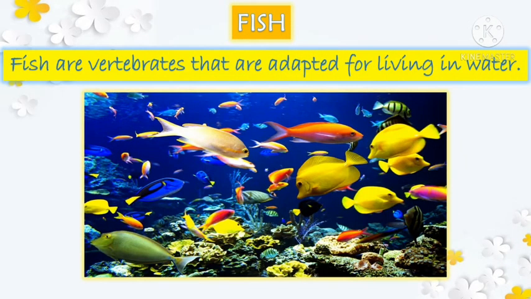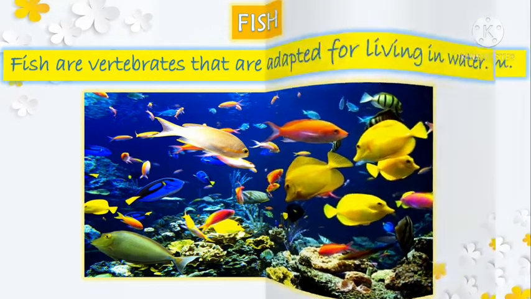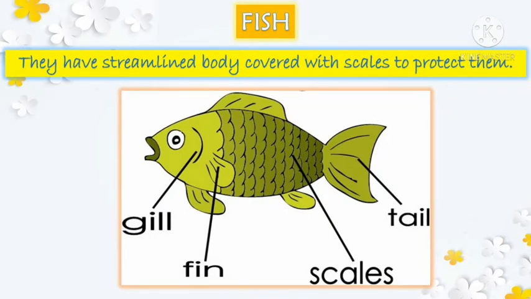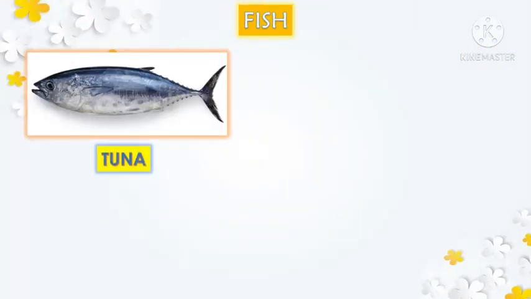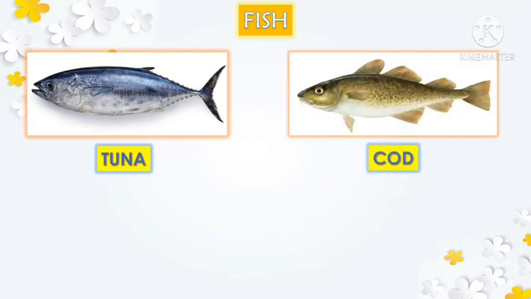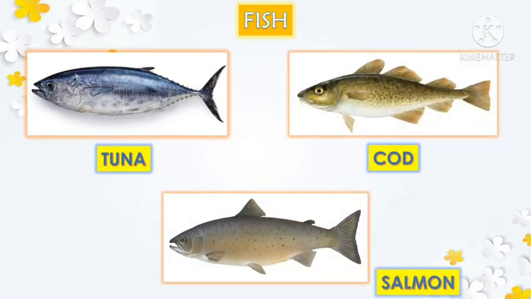Fish. Children, fish are the vertebrates that are adapted for living in water. They have a streamlined body covered with scales to protect them. They swim with the help of their fins and tail. They lay eggs in water and the young ones hatch out of these eggs. Some of the examples of fish are tuna, cod, and salmon.